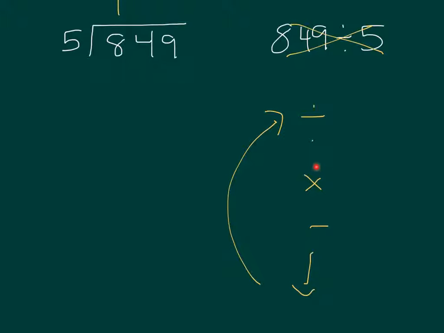I follow my next step, and I multiply my 1 times my 5. When I multiply these 2 numbers, I come up with 5. 1 times 5 is 5. Next up, I subtract, which equals 3. Following my pattern, I need to bring down my next number, bring down my 4, and I start the process all over again. I'm back to my division.